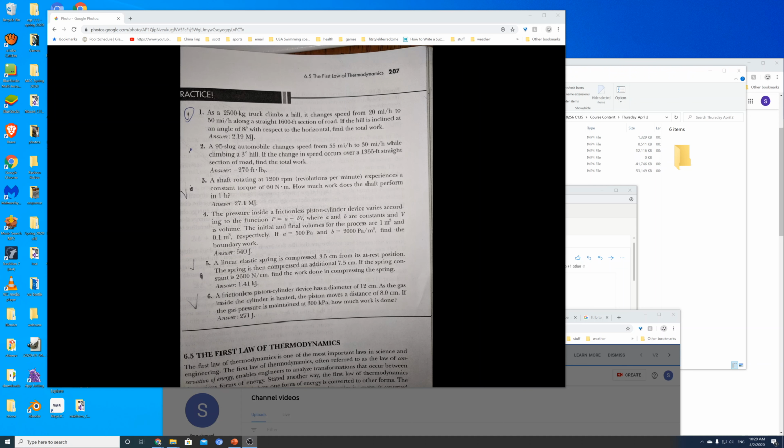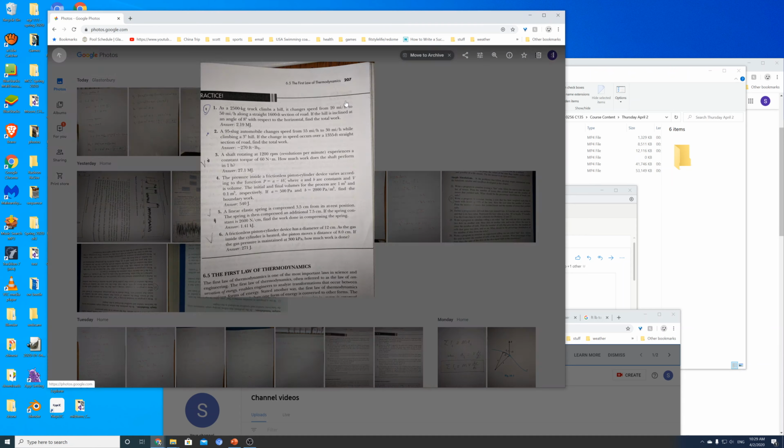Okay, the next problem I'm going to look at is problem 3. This one is where you have a shaft rotating at 1200 RPMs, revolutions per minute, and it experiences a constant torque. We don't know how much work the shaft does in 1 hour. Okay, all right.